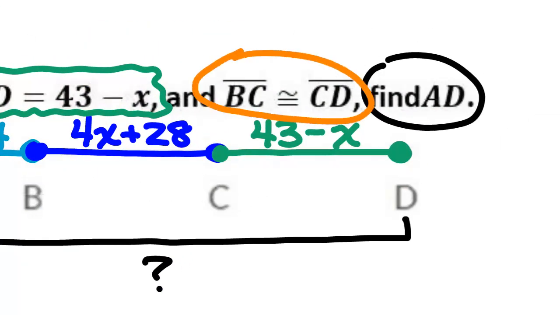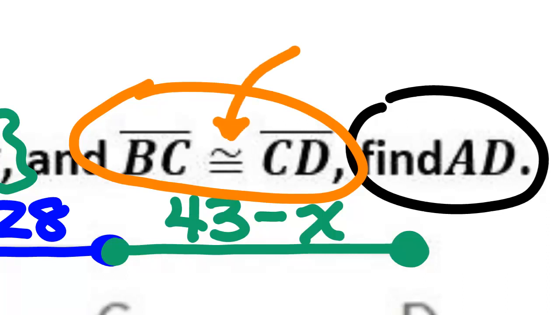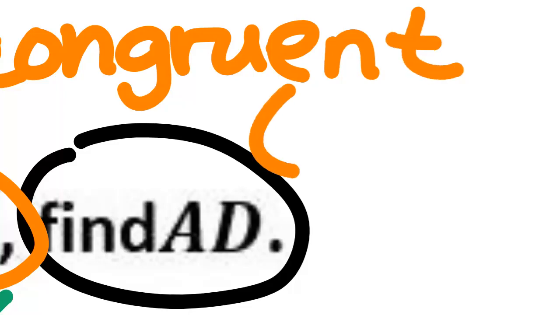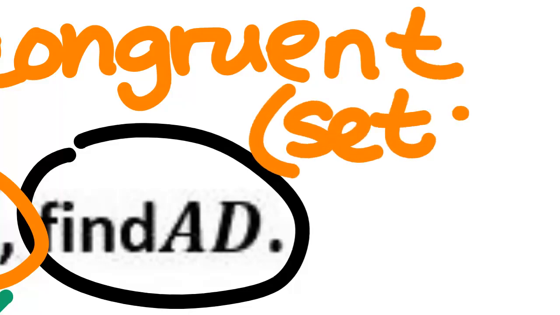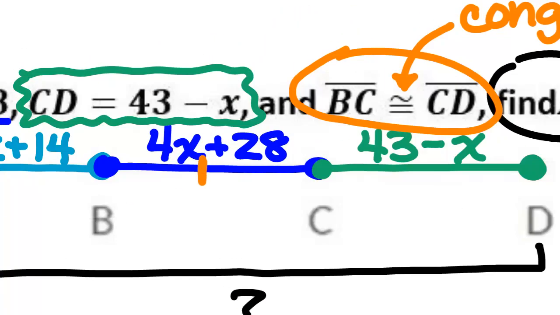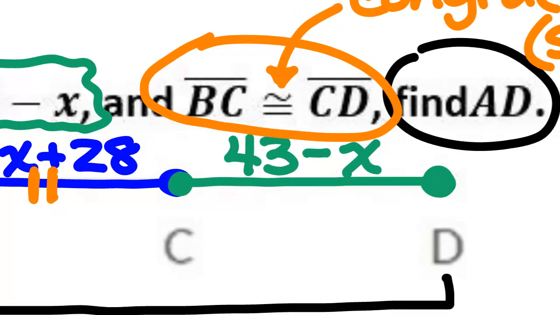Yeah, BC is congruent to CD. When we see congruent, what do we do? I'm looking for an E word. Set equal, yes. Let's mark our picture first. It says BC, that's this one, is congruent to CD. It's important that I mark it so I know which pieces I'm setting equal.